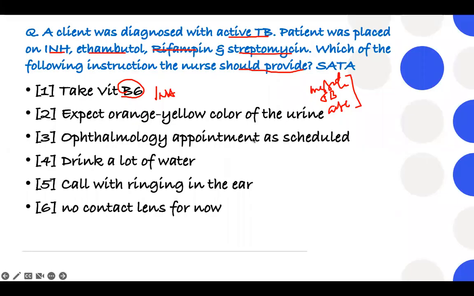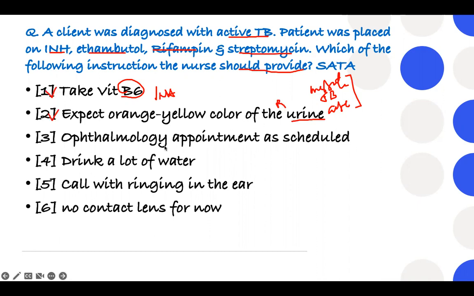Move on to the second one. You don't overthink it. You already know the answer. Expect orange-yellow color of your urine. Then you ask yourself, why should that happen? You look at your pathways: TB, active, 4 medications. Well, one of the medications is rifampin. You tell patients that any body secretion is going to change into an orange-yellow color. So they shouldn't worry about it. And this is consistent with being on rifampin. Therefore, this teaching is provided.